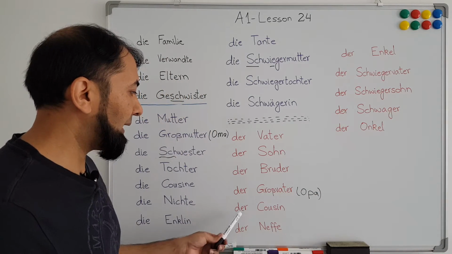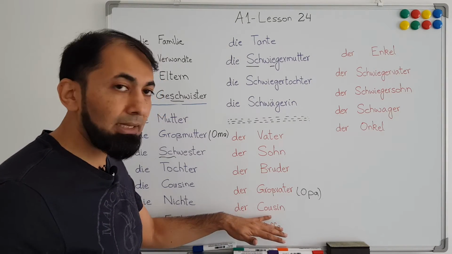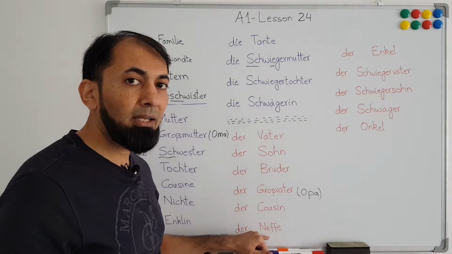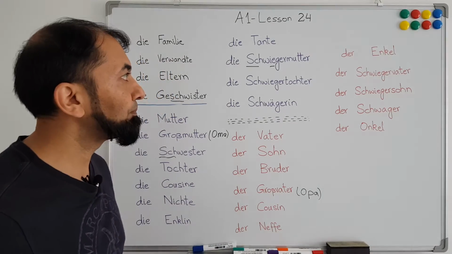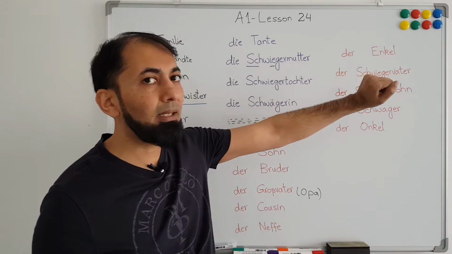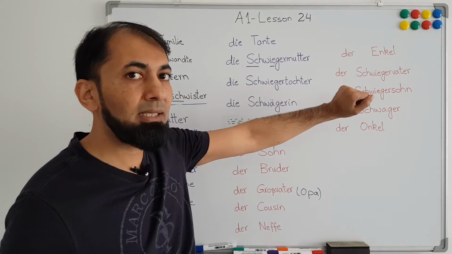Next we have der Cousin, it's for male cousin. Then we have der Neffe, Neffe means nephew. Then we have der Enkel, Enkel means grandson.